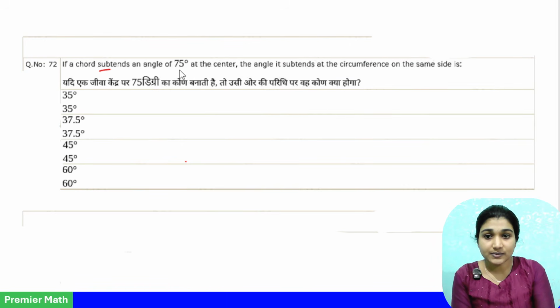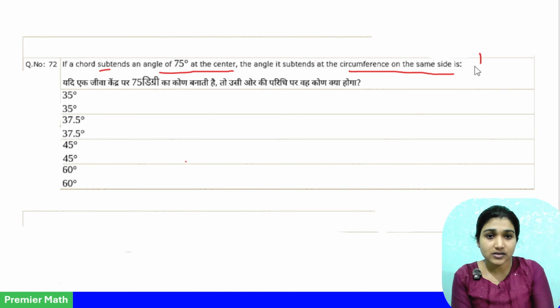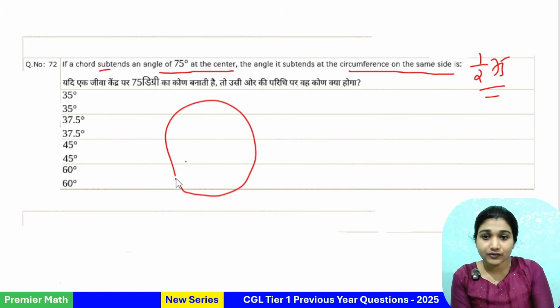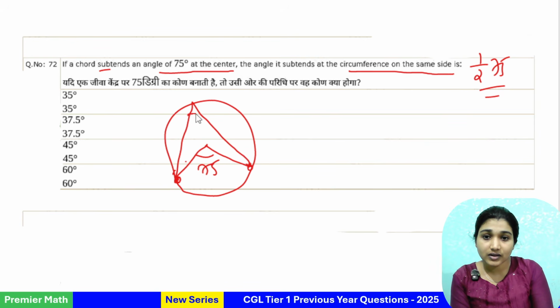If a chord subtends an angle of 75 degrees at the center, the angle it subtends at the circumference on the same side is half of 75. That is, if this is the circle and this is the chord which subtends 75 degrees at the center, then the same chord can subtend half of the 75 at the remaining part of the circumference of the circle.